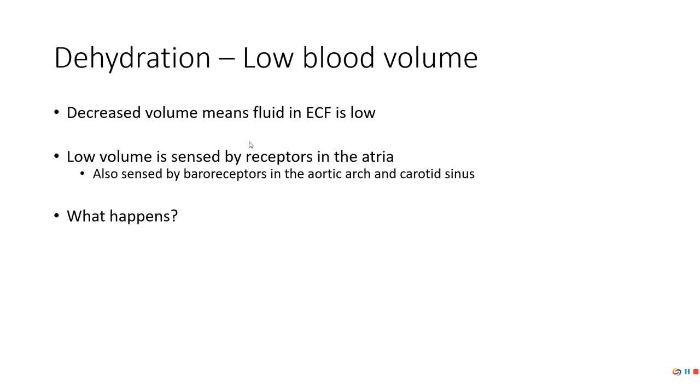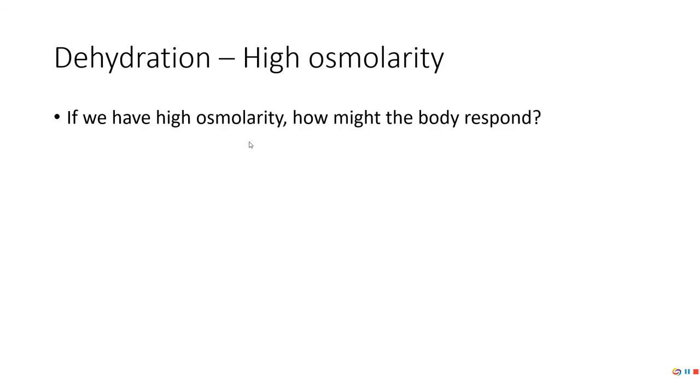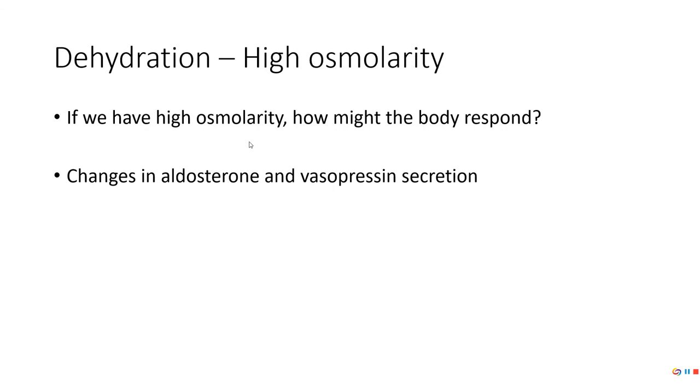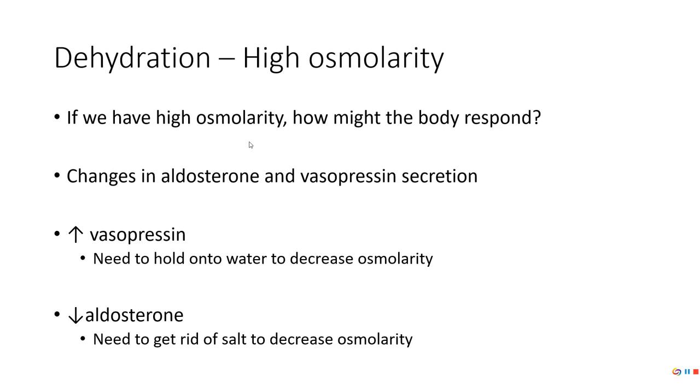So what ultimately happens is we've got low volume, which means low pressure. We increase our sympathetic activity. We decrease our parasympathetic activity to try and compensate for that. So we're going to have a high cardiac output, but we might not increase it enough to return blood pressure to normal. Okay? Now, if we have high osmolarity, how might we respond? Well, in this case, we're going to change aldosterone and vasopressin. I'll increase vasopressin because I want to hold on to as much water as I can to decrease that osmolarity, but I'm going to have low aldosterone so I can get rid of salt.